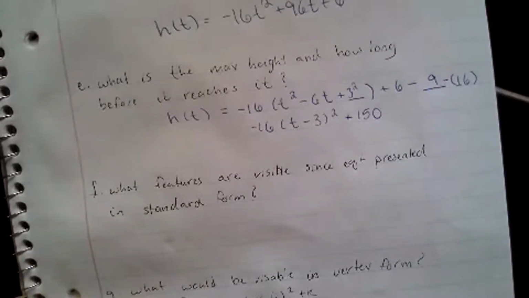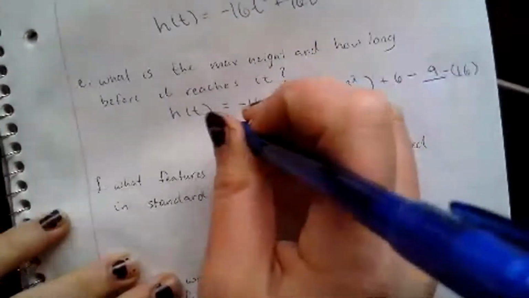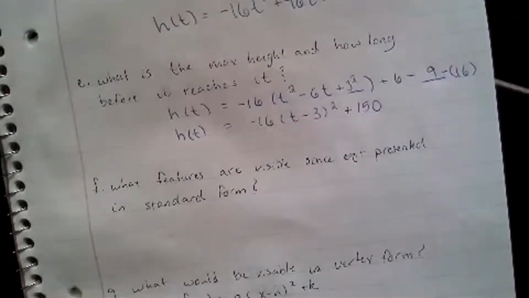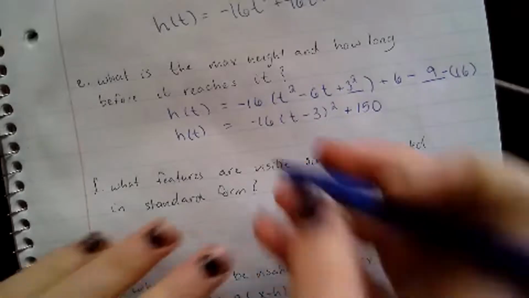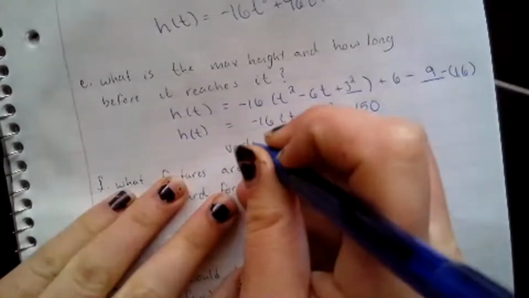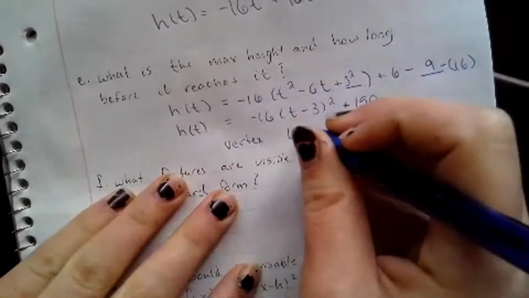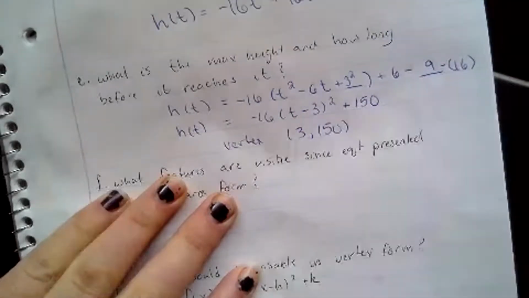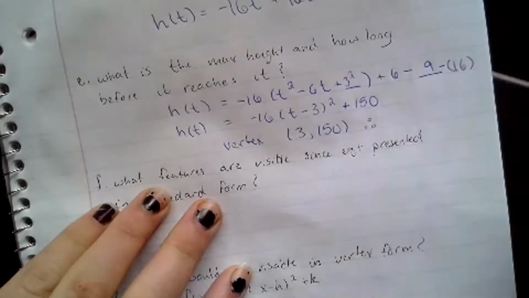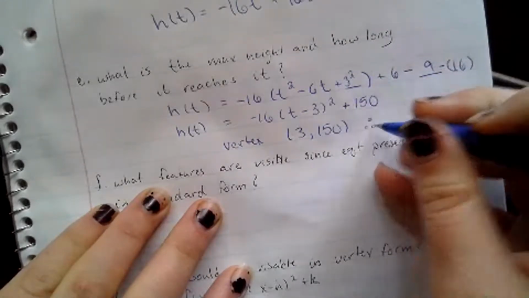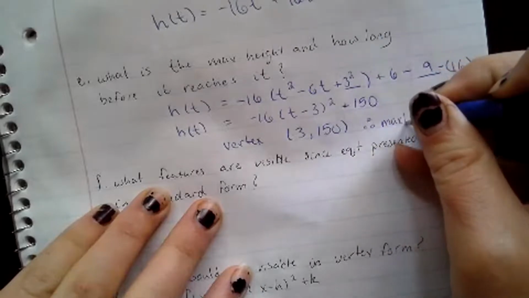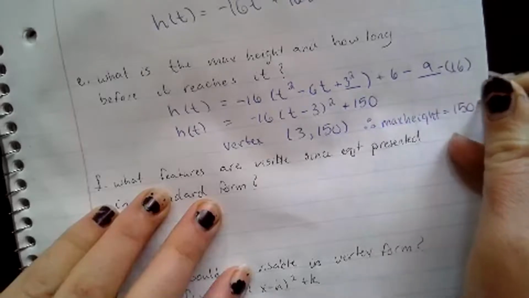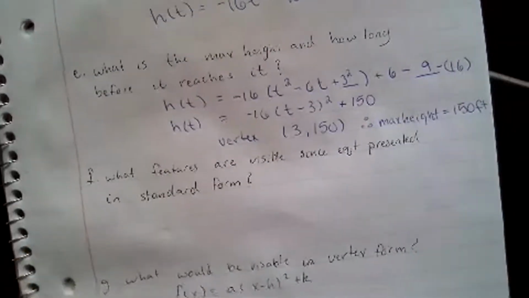All right. So this is the completed square form. And here we can see that the vertex would be 3, 150. So therefore the maximum height is 150. Those 3 dots mean therefore. 150 feet. Threw it pretty high.